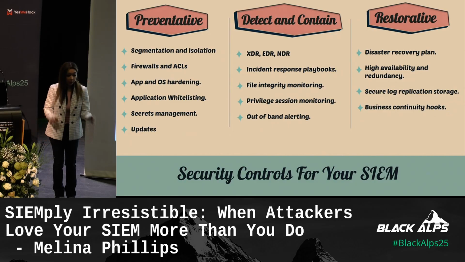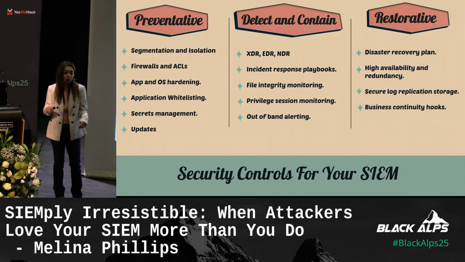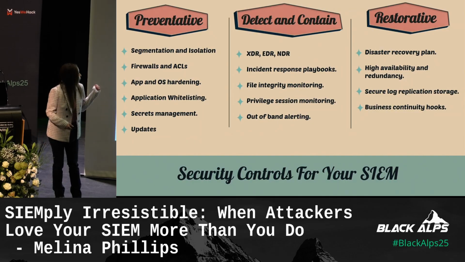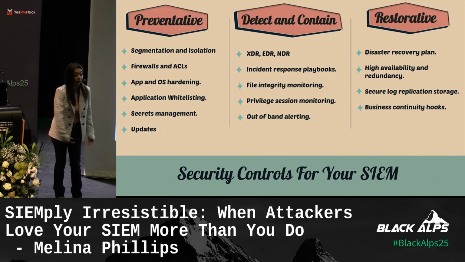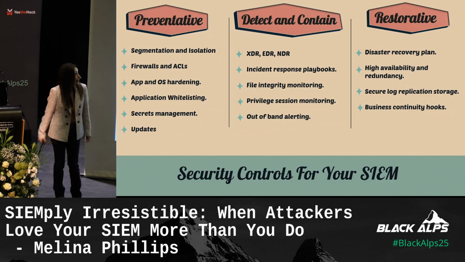Preventative: network segmentation. If there's no real reason to have your SIEM exposed to the public, and people say, oh, your MSSP needs access to it, it's like, no, try to find a way to VPN. Application whitelisting, operating system hardening, and also make sure that MFA is at least enabled. It's not foolproof, but it's going to give you that extra layer of security.